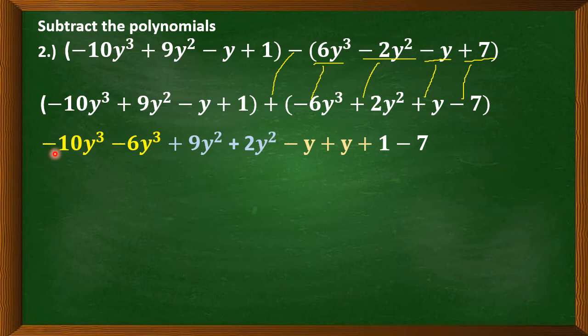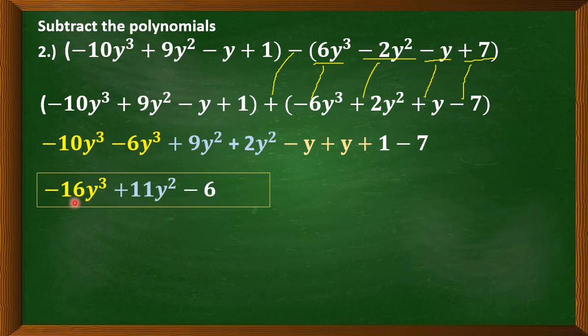So simplify, negative 10y cubed minus 6y cubed is equal to negative 16y cubed. 9y squared plus 2y squared, so 9 plus 2 is 11, then copy the literal coefficient y squared. Here we have negative y plus y, that is already 0, so no need to write 0. While 1 minus 7 is equal to negative 6. So our final answer is negative 16y cubed plus 11y squared minus 6.